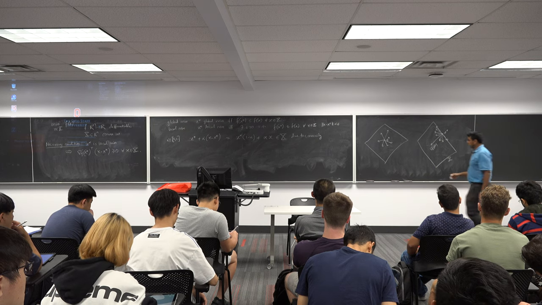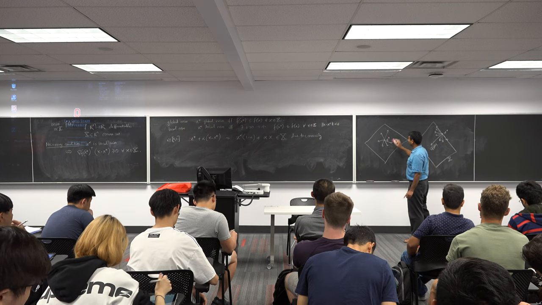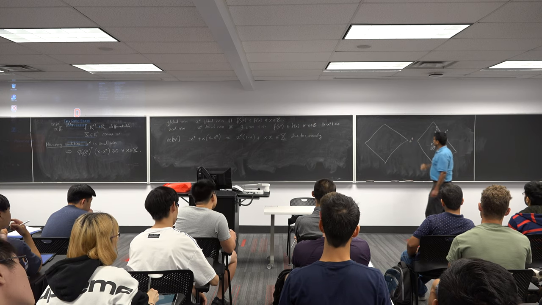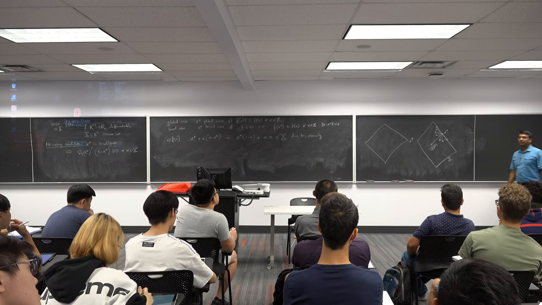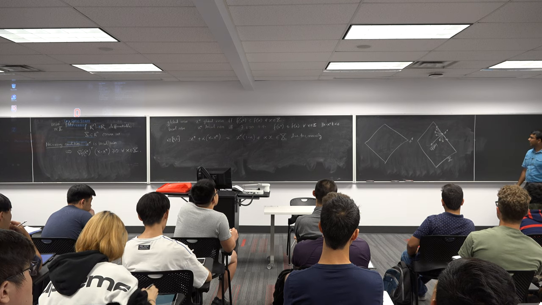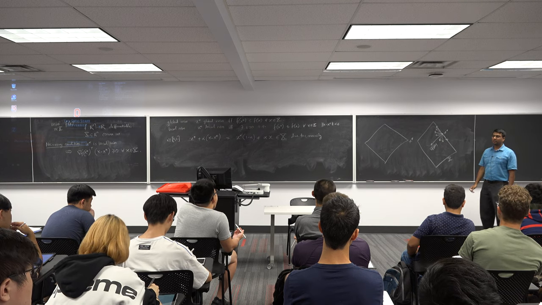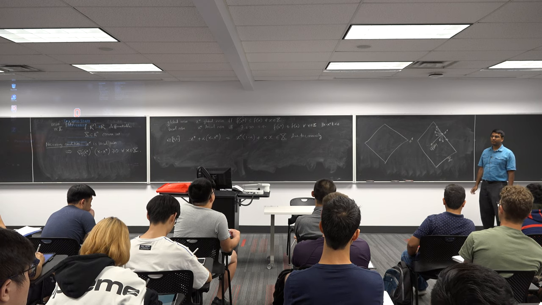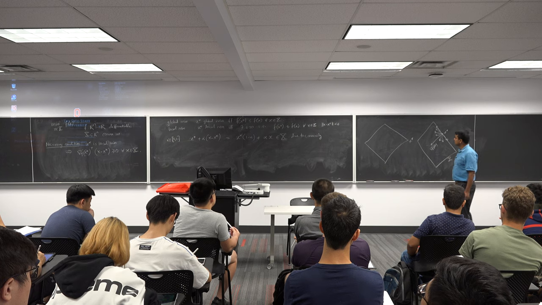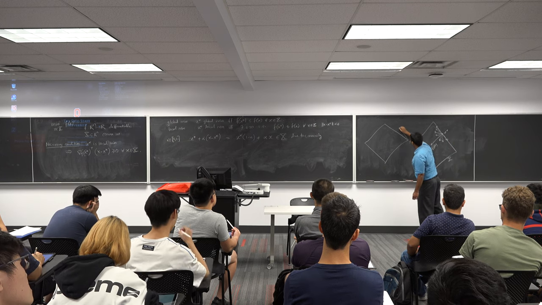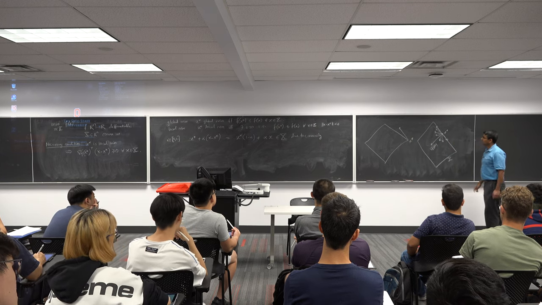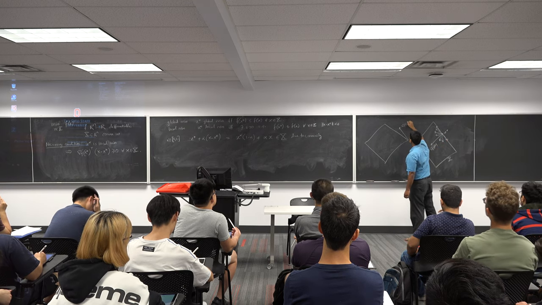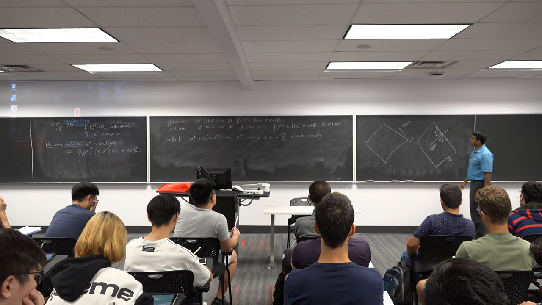Okay, so that wasn't a trick question, by the way. The trick question comes now. What if my x star is here? Where should the gradient of f be pointing towards? So let's say this is my gradient, gradient of f at x star.